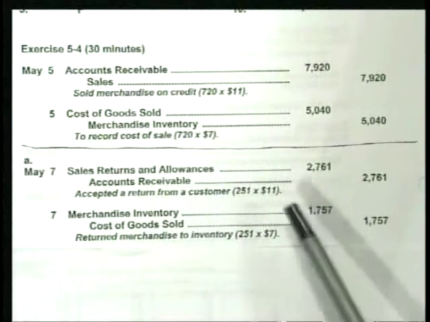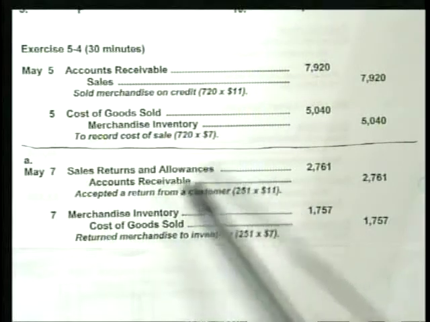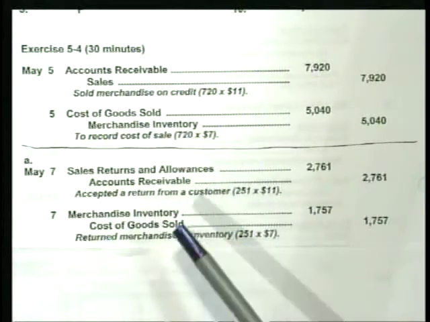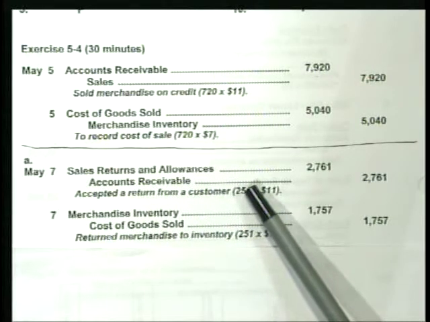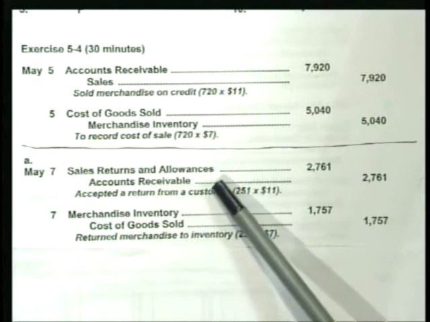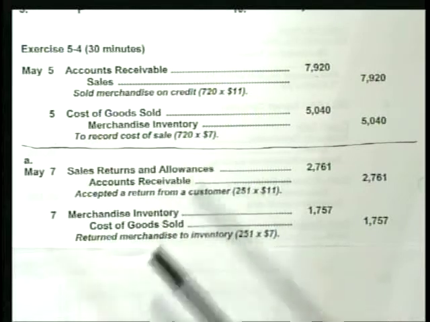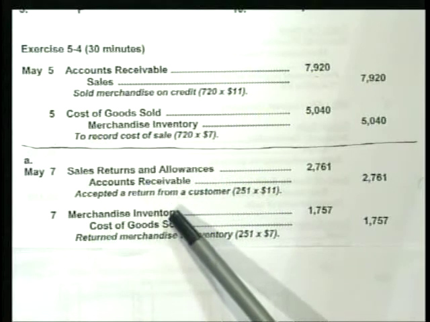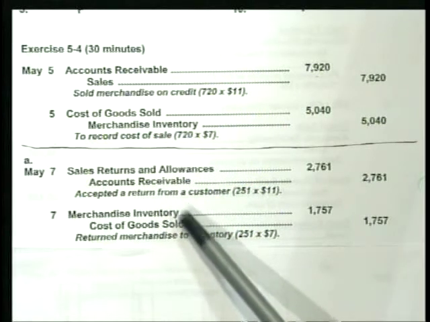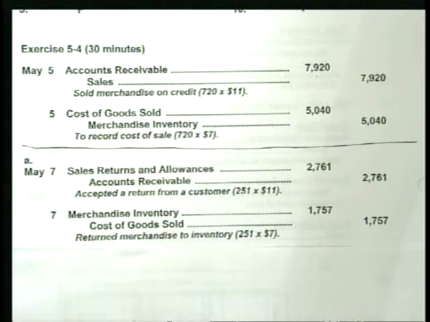So we sold those for $11. So those 251 that our customer returned, we decreased our receivable, we increased that contra revenue, we put the items back into inventory, thus we debit it, and we credit or lessen cost of goods sold, because in the end we didn't sell those goods, did we? Questions on that one?